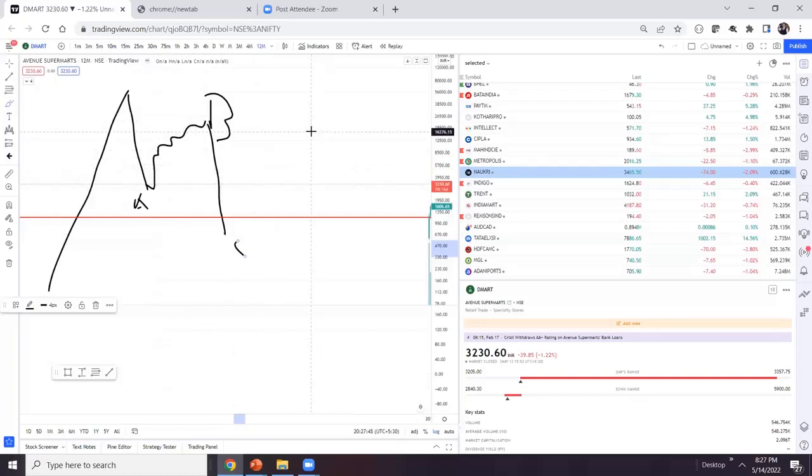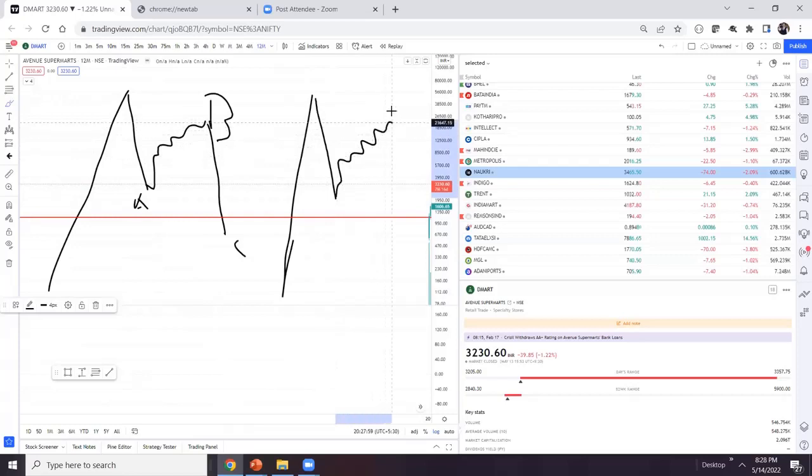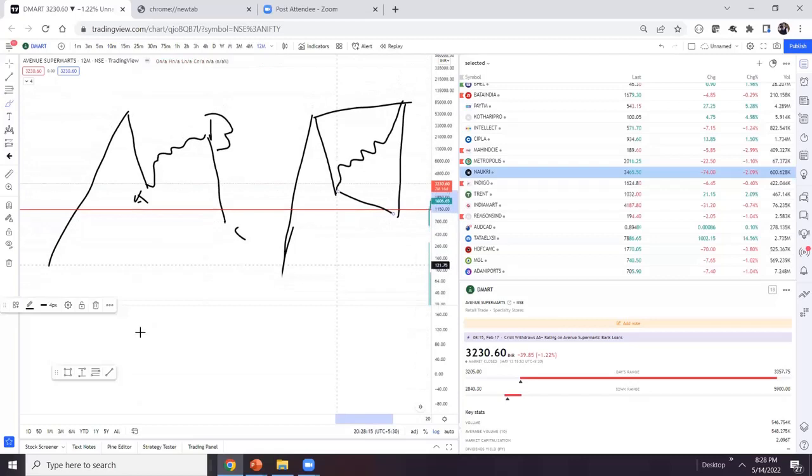Now the irregular one, expanded. See, focus on the word expanded. This expands on both sides, goes above this and goes below this also. So the second one is this. The corrective pattern breaks this also, and then the impulsive move breaks this also. So the pattern is an expanded flat because this is expanding on this side also and expanding on this side also. Okay, and the third one is running flat.